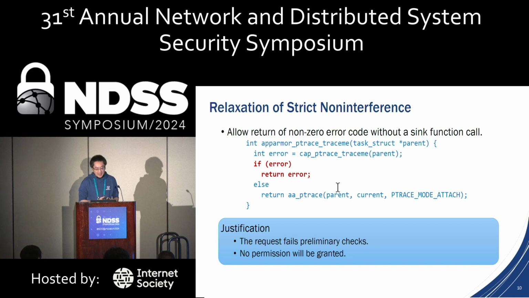The first relaxation allows the control flow to deny authorization, or return a non-zero error code, without calling any sink function. The code here shows an example of such control flow. The first line of the function body calls a kernel-defined function, and the hook directly denies the authorization request if that fails. We allow this behavior because it's perfectly fine for a request to fail some preliminary checks. And in such cases, no permission will be granted with a denied request.